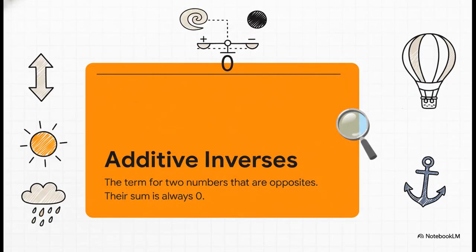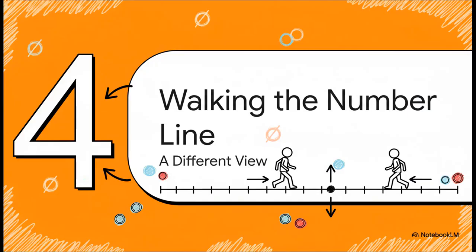You know, this zero pair idea is actually so important that it has an official math name, additive inverses. Don't let the fancy term scare you. It's just the formal way of saying you have 2 opposite numbers that whenever you add them together will always bring you back to 0. Okay, so the chip model is a great way to see this. But you know what? There's another really powerful way to visualize it. Let's take a look at how this exact same idea plays out on a number line.